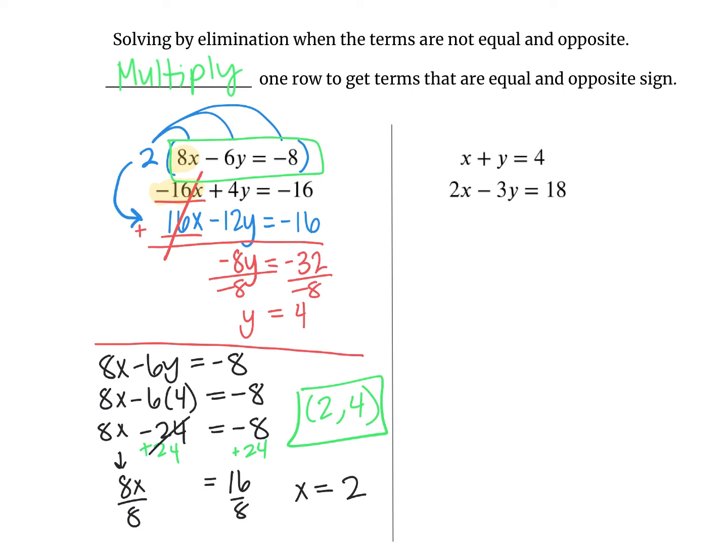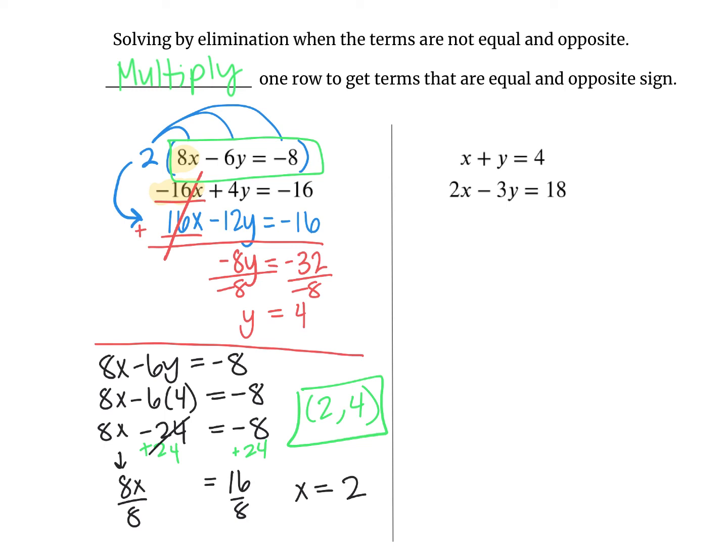Okay, we have one more here. This next problem, x plus y equals 4, 2x minus 3y equals 18. So notice again, we do not have equal and opposite terms here. The x terms, we have a positive x and a positive 2x. The y terms, we have a positive y and a negative 3y. So now we're going to pick one of the terms to eliminate. And so then we can multiply one of them to become equal and opposite.